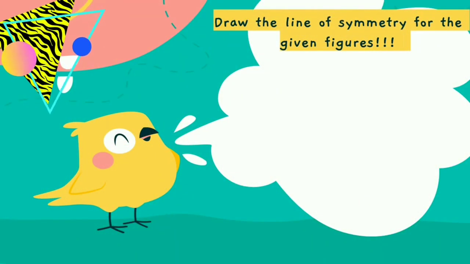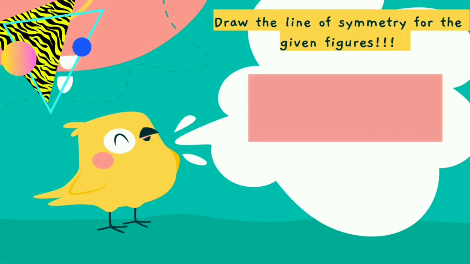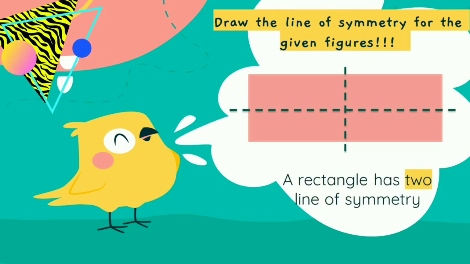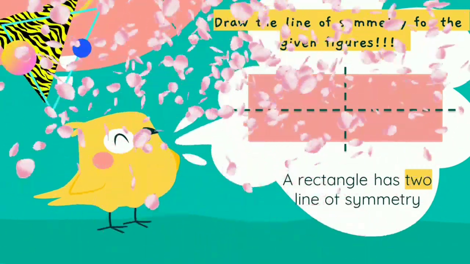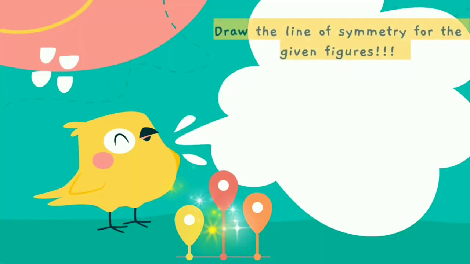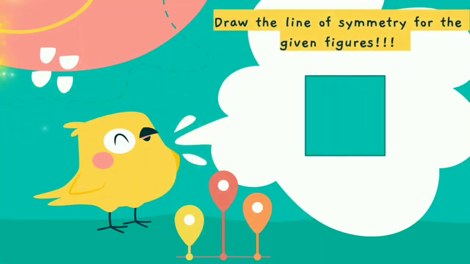Let's draw the line symmetry for the given figures. Here is a rectangle. Let's draw the lines of symmetry vertically and horizontally. So, a rectangle has two lines of symmetry. Then, how about a square? Let's draw the lines of symmetry.